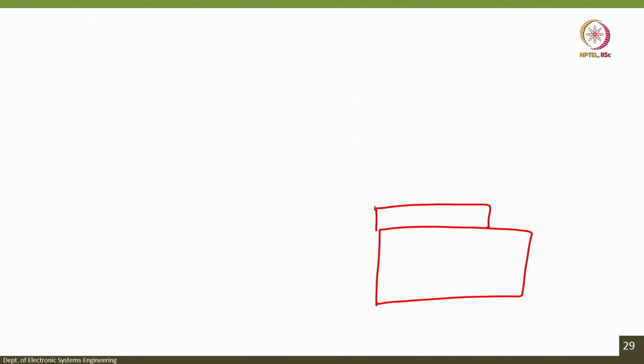Now, if I want to have a device, let us say a soft material that should look like this, a soft material that has a pattern like this.